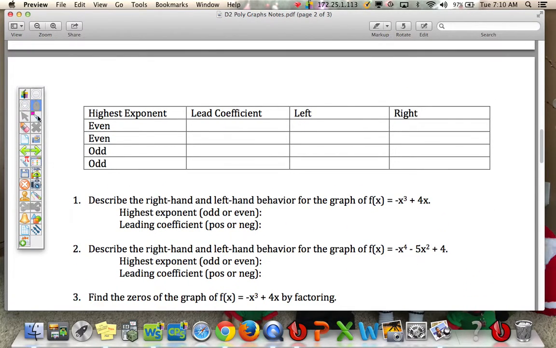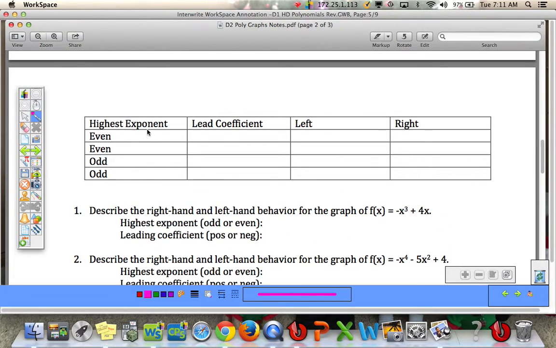If your highest exponent is even, I call those the field goal function because they look like parabolas. They start up and they end up. They end in the same direction. If the lead coefficient is positive, the left-hand behavior increases, the right-hand behavior increases. But if the lead coefficient is negative, it flips it upside down, and the left-hand behavior is decreasing, and so is the right-hand behavior.